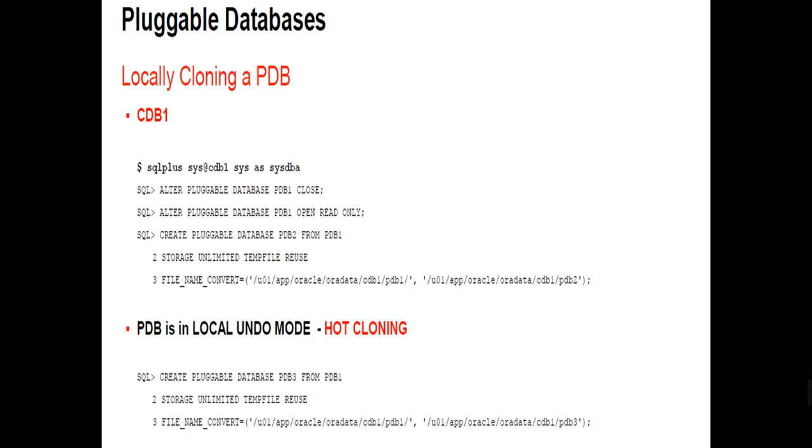Create pluggable database PDB3 from PDB1. Now we are going to do hot cloning to create another database from PDB1, with file_name_convert. You can put it on a different mount, and that location is PDB3. So it is hot cloning.